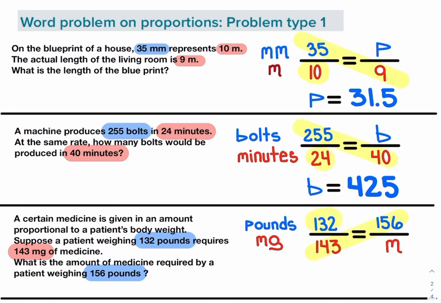So divide by 132. When I take 143 times 156 divided by 132, I find that the person who weighs 156 pounds needs 169 milligrams of medicine.